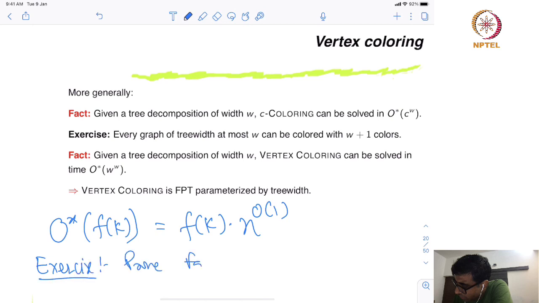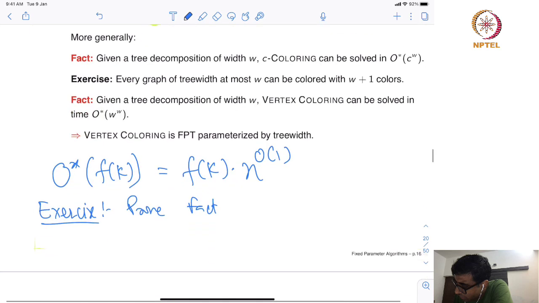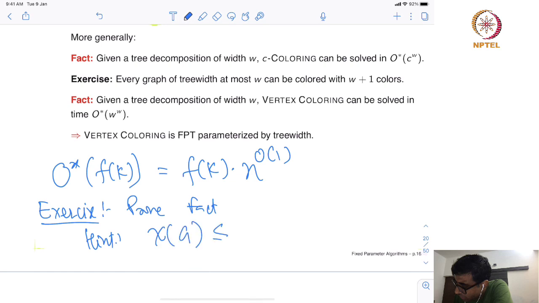Prove the fact, and the hint is that the chromatic number of G is a function of the tree width of G, okay, and then you should be done. So this is it. Using this you should be able to prove it.